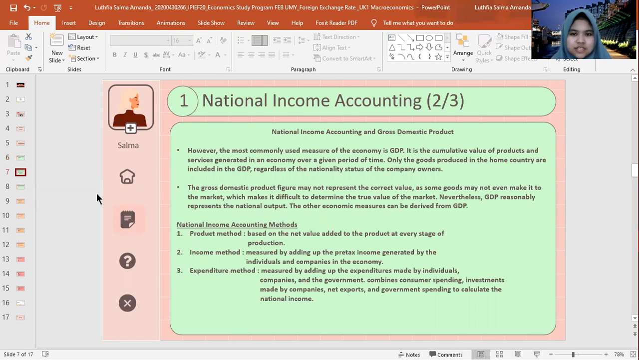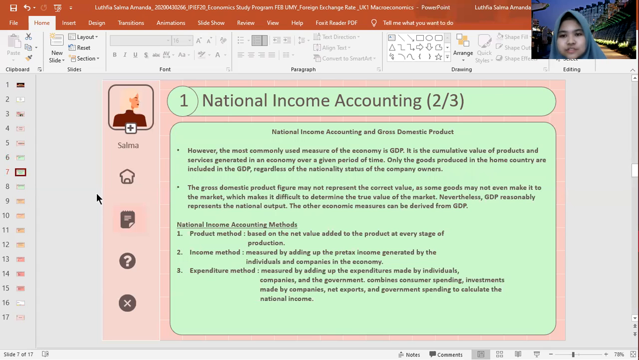And the next is national income accounting and GDP. Gross domestic product (GDP), net national product (NNP), gross national product (GNP), personal income and disposable income are the important metrics determined by national income accounting. However, the most commonly used measure of the economy is GDP. It is the cumulative value of products and services generated in an economy over a given period of time.